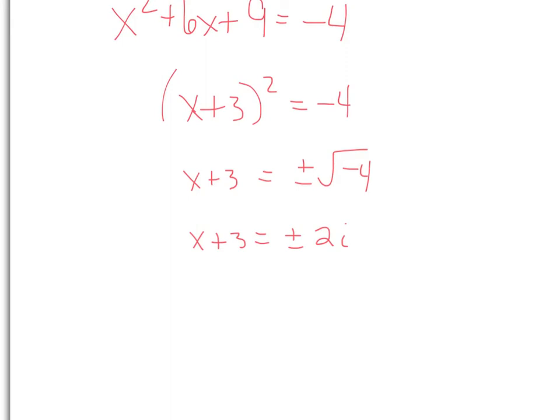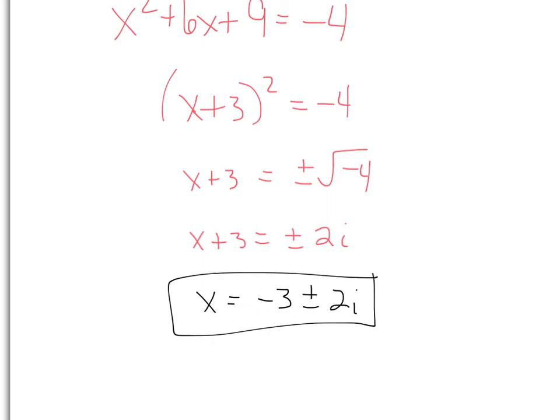Now we've got to get rid of the 3, so subtract the 3. So negative 3 plus or minus 2i. Again, if you were to graph this, what would it look like on the graph? What would be the difference between this kind of function versus another type of function that has a real answer? Their roots are imaginary, therefore there are no x-intercepts.